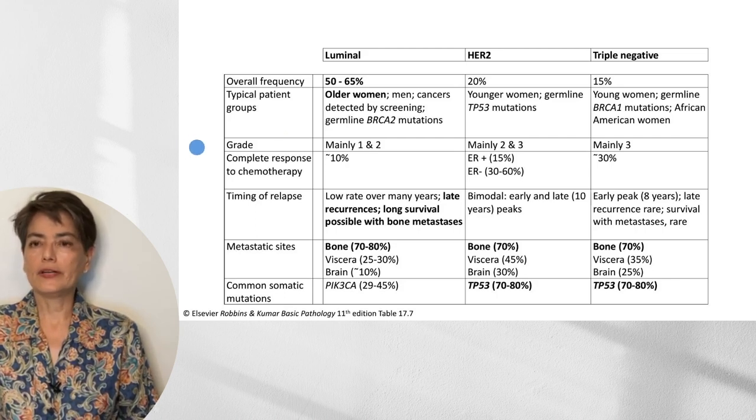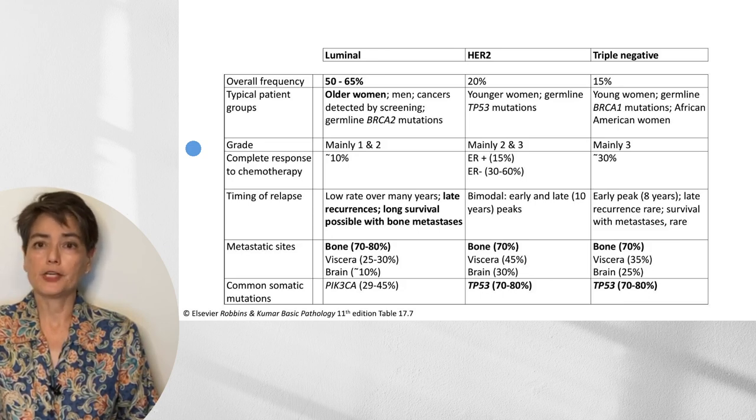Grade varies across these. We grade invasive carcinoma on a three-tiered system. So grade 1, well-differentiated, grade 2, moderately differentiated, and grade 3, poorly differentiated. Luminal tumors are mainly going to be low to moderate compared to HER2, which is typically moderate to poorly differentiated, and triple negative, which is mainly grade 3.